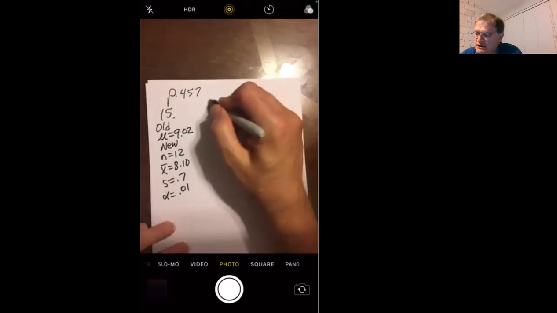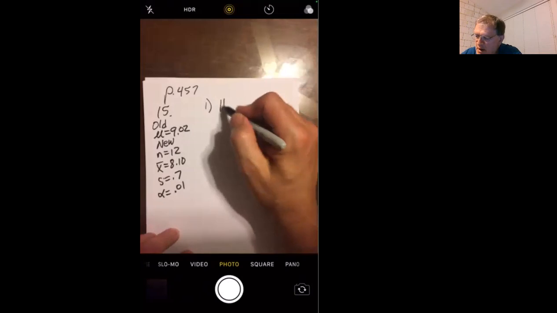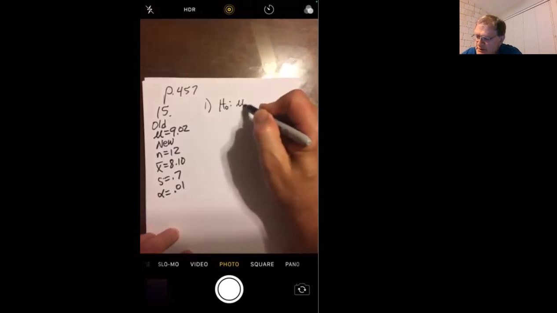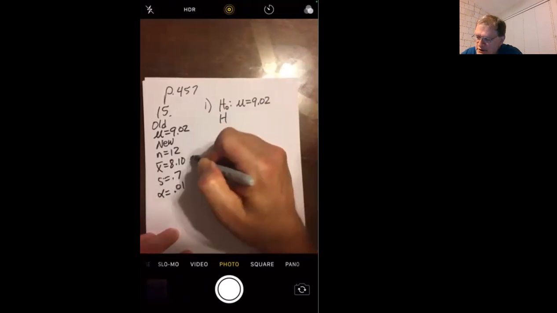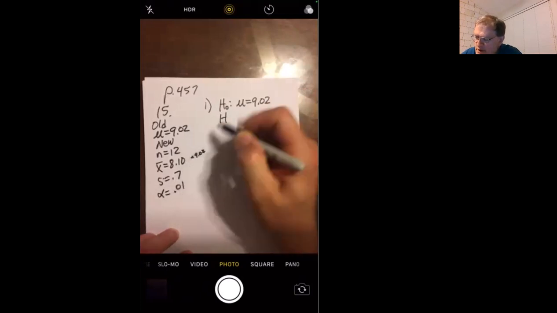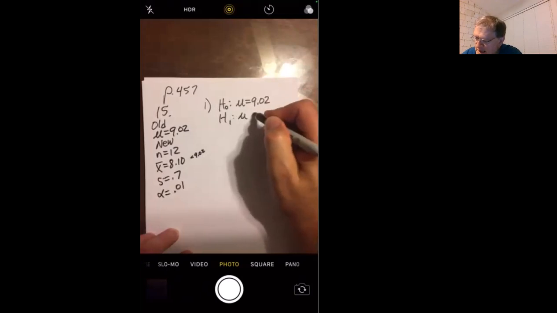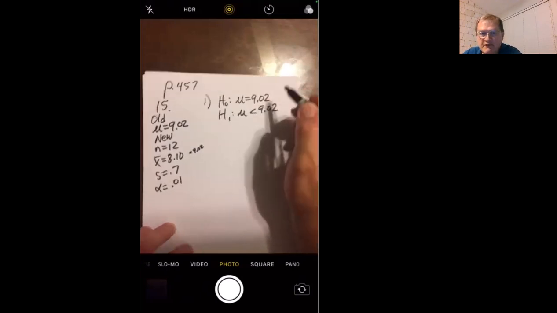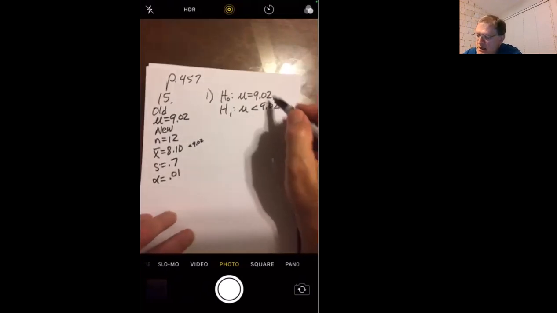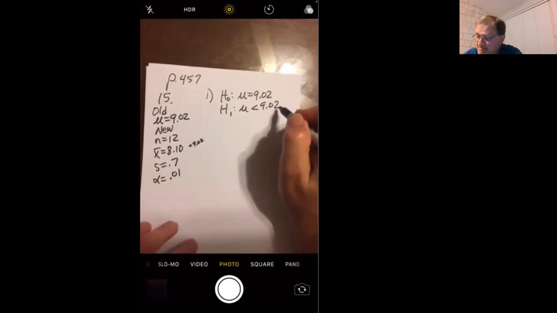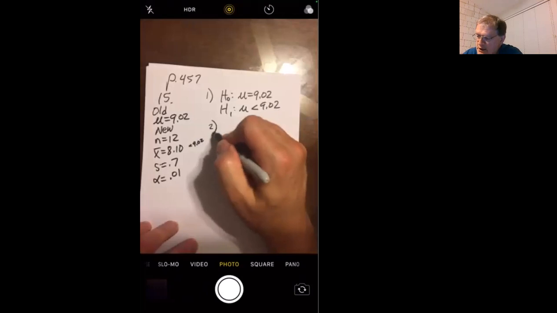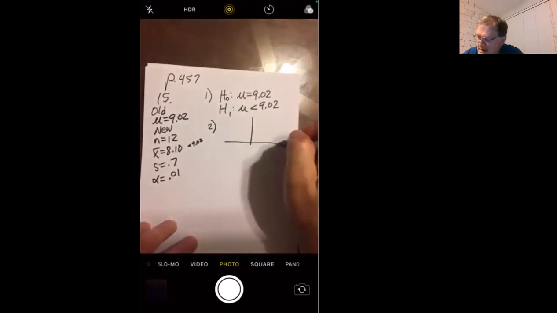All right, let's shorten it up. Step 1, your null hypothesis: 9.02. And your 8.10 is less than 9.02, so that gives you mean less than 9.02. Remember, you never use the new number here. Use the null number in both hypotheses. All right, notice that's going to set up a left tail test.